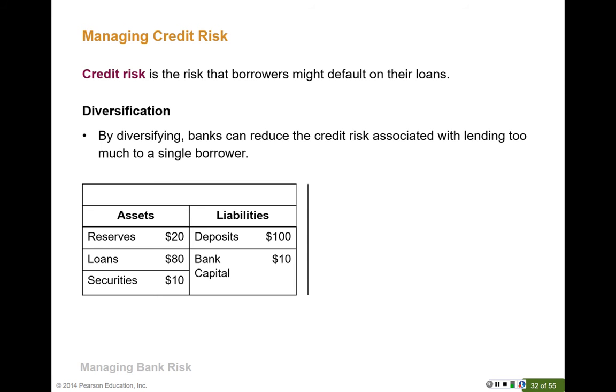In order to illustrate credit risk, we have to use the T account and the balance sheet to start. For example, in the balance sheet here for this bank, we can see the bank typically has deposits on the liability side and bank capital. On the asset side, the bank has reserves, loans, and securities. One important thing to keep in mind is that the value of the assets always equals the sum of the liabilities and the bank capital.